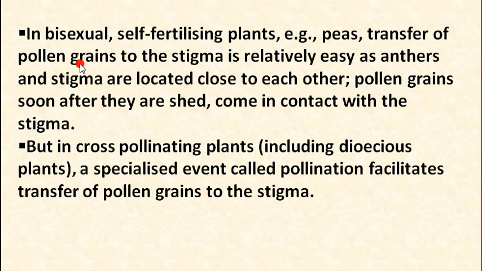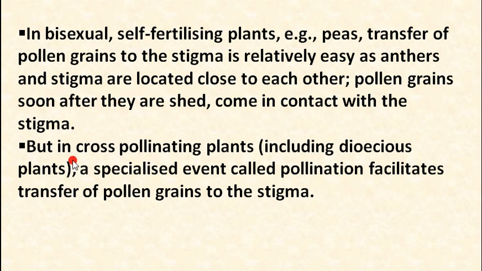So उसमें क्या होता है? Both the male and female gametes will be produced from the same plant. Okay, so that's why it is called bisexual. That's why it's relatively easy, because anthers and stigma, meaning male and female parts, are located close to each other in their own plant. So pollen grains soon after they are shed come in contact with the stigma. वो जल्दी ही, जैसे ही pollen grains जनरेट होगी, वो तुरंत ही अपने स्टिग्मा के ऊपर कांटेक्ट में आ जाएगी.